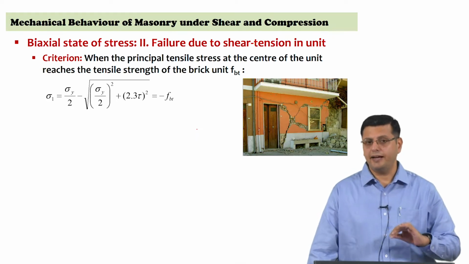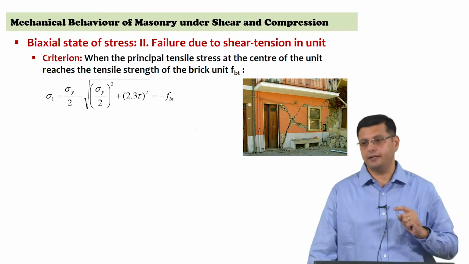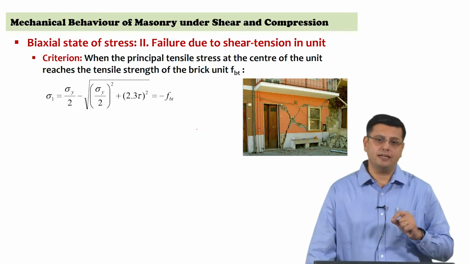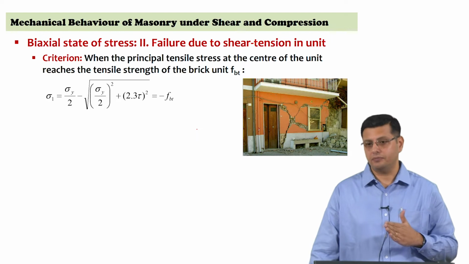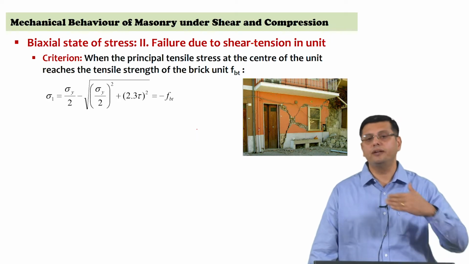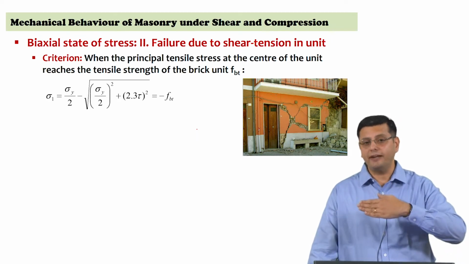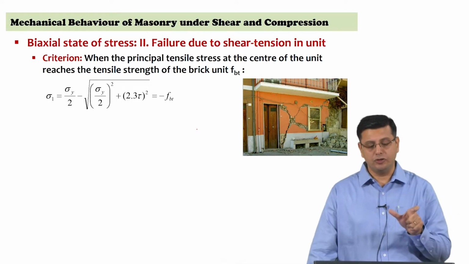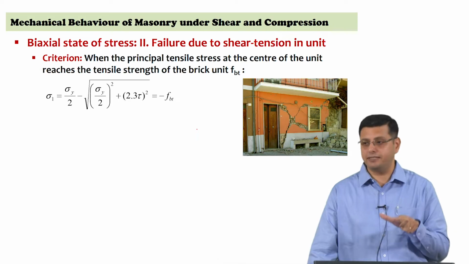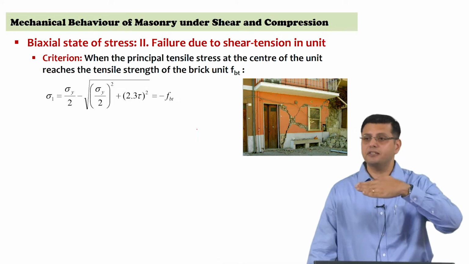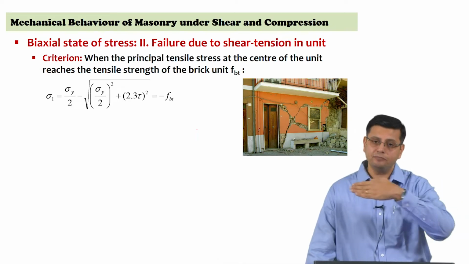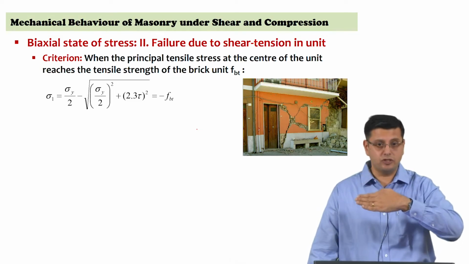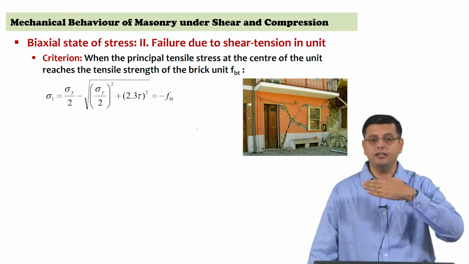But we have one little aspect to be taken care of, which is that we are defining the formation of the tension crack at the center of the unit. However, the earlier set of formulations were at the bed joint above or below the unit. So, you had a unit of dimension sigma y by sigma x, and shear stress tau was defined at the top surface or the bottom surface, the bed joint. We were talking about the failure at the joint.